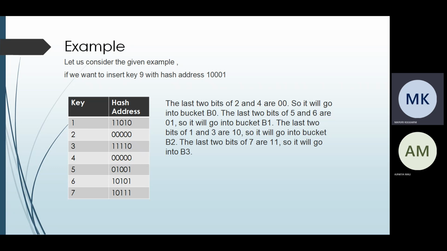Here in this table, the last two bits of 2 and 4 are 00, so they will go into the bucket B0. The last two bits of 5 and 6 are 01, so they will go into the bucket B1. The last two bits of 1 and 3 are 10, so they will go into the bucket B2. The last two bits of 7 are 11, so it will go into the bucket B3. Next slide.